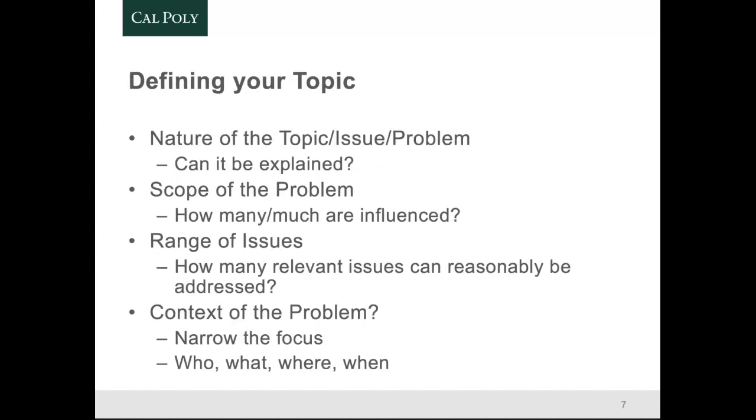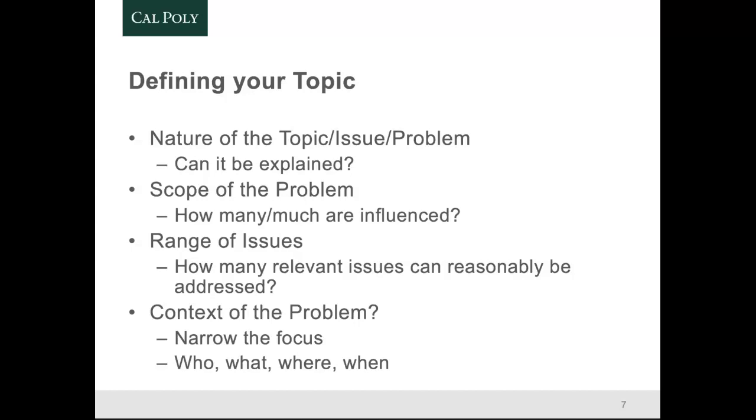So thinking about defining your topic for your literature review, you want to think about the nature of the topic or the issue or problem. Think about, can it be explained? Think about the scope of the problem, specifically what is the burden of that given topic? How many people are affected or influenced by that topic? Think about the range of issues that fall under that topic. How many relevant issues can reasonably be addressed in your literature review assignment for that topic?